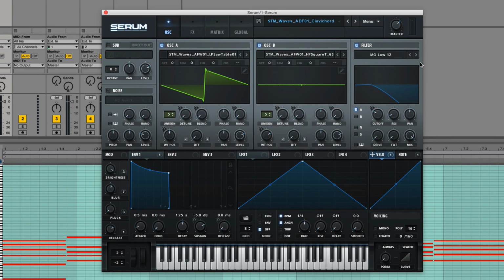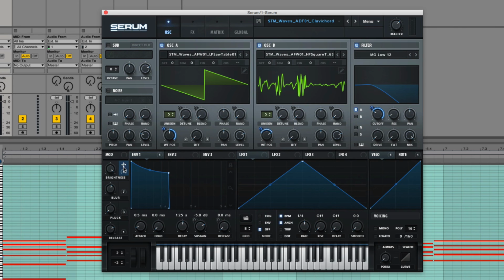Okay, next we have the Clavichord. It sounds somewhere in between like a super saw or saw pluck and a Clavichord, which is mostly controlled by this brightness knob. So I grabbed a saw low pass table and a square high pass table, but one with a lot of harmonics. And I mix them.